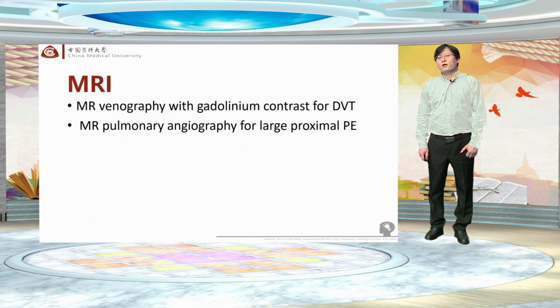MRI can also help us to do the diagnosis of pulmonary thromboembolism and DVT. It can be used with gadolinium contrast for DVT, and we can also use MR pulmonary angiography for large proximal PE. But the sensitivity is not that good for MRI.